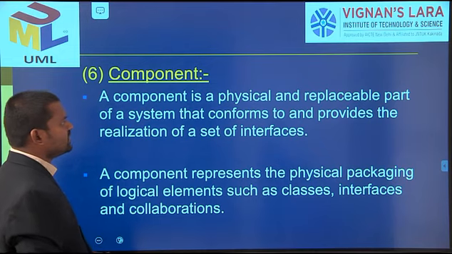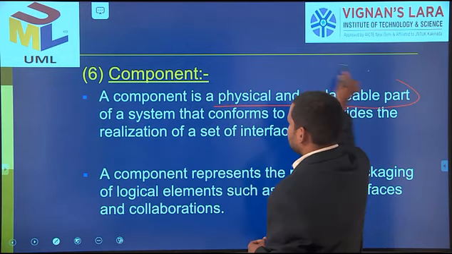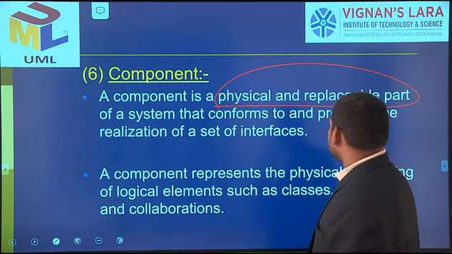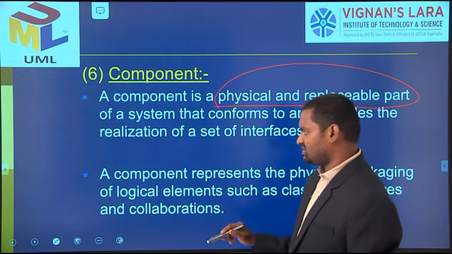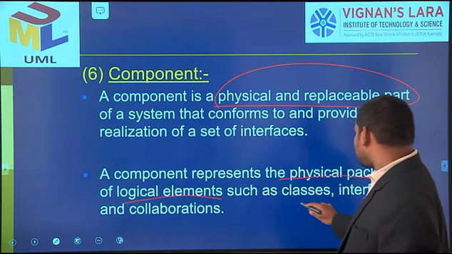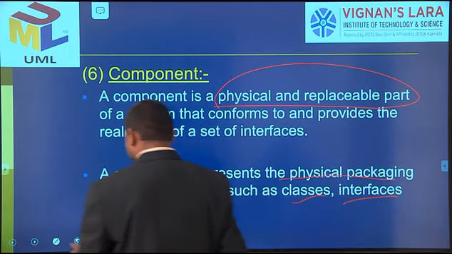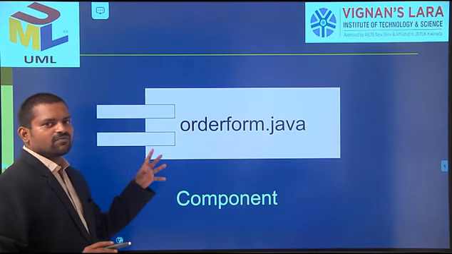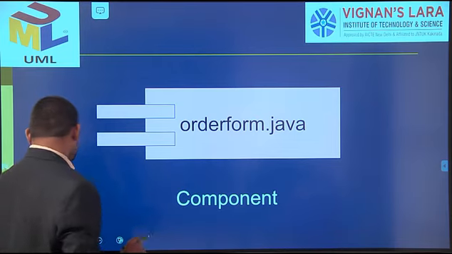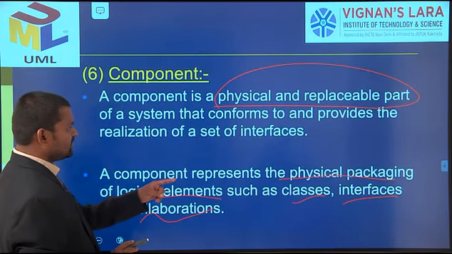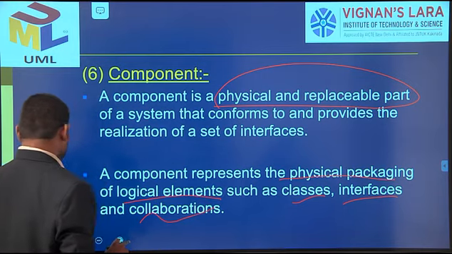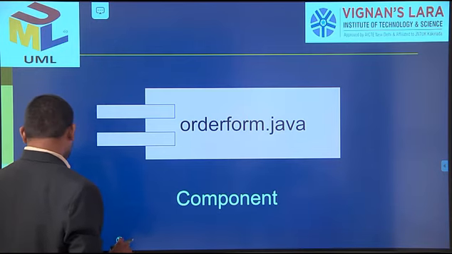Next, the remaining elements, component and node. A component is a physical and replaceable part of the system, which provides a realization of a set of interfaces. A component represents the physical packaging of logical elements such as classes, interfaces or collaborations. This is the component symbol, for example OrderForm.java, a physical part combining classes, interfaces and collaborations.